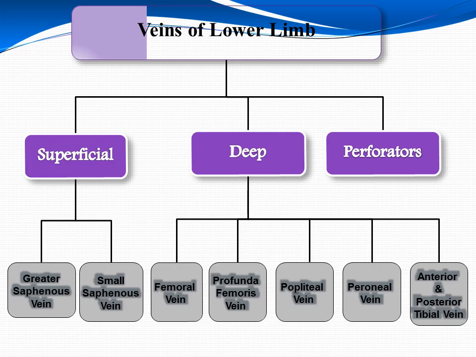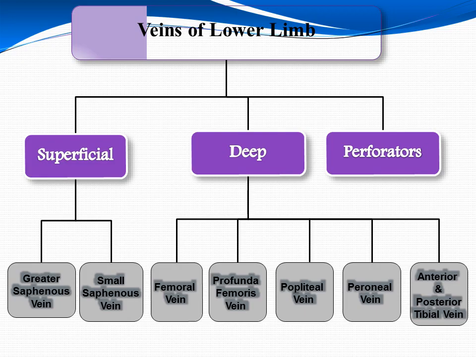Below the knee, the deep veins are arranged as a pair of venae comitantes. Mark my word, venae comitantes are nothing but deep veins arranged as a pair along the arteries. So among the deep veins, we have the femoral vein, profunda femoris vein and popliteal vein.